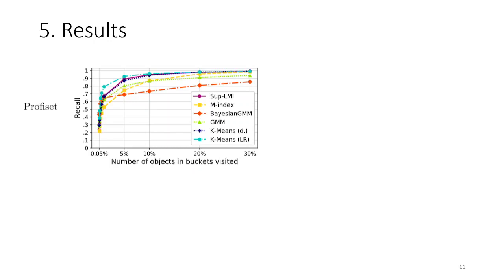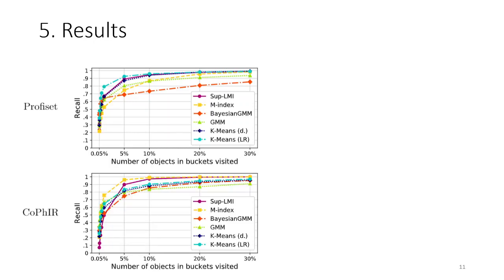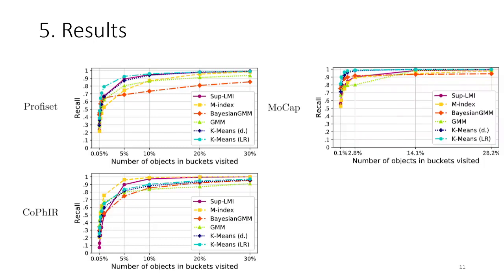Okay, so let me first explain what you see here. This figure shows the results of Profiset dataset with the benchmark sub-LMI for the best performing supervised LMI setup together with M-index, here in purple and yellow. The rest are the data-driven LMI models. On the x-axis, we have the percentage of the dataset objects visited in the search. On the y-axis is the recall, or in other words, the percentage of how many of the 30 nearest neighbor objects were found by the approximate search. The points then represent the individual stop conditions the search was performed at.